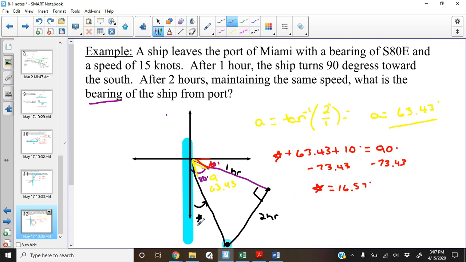Okay, so now that I have that, I just need to write my bearing. So that means I am 16.57 degrees to the right, which is east. I'm 16.57 degrees east of south. And that is my bearing.